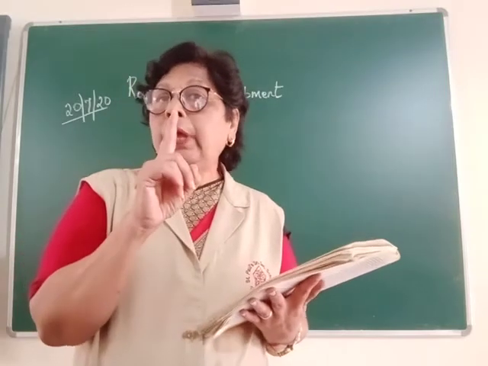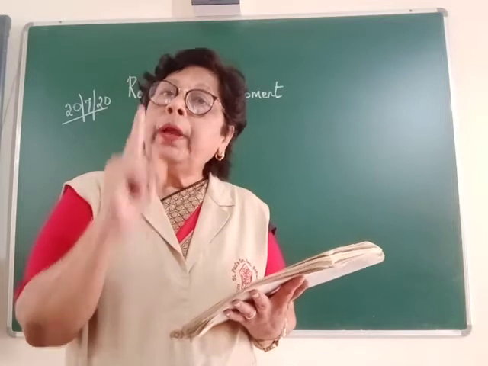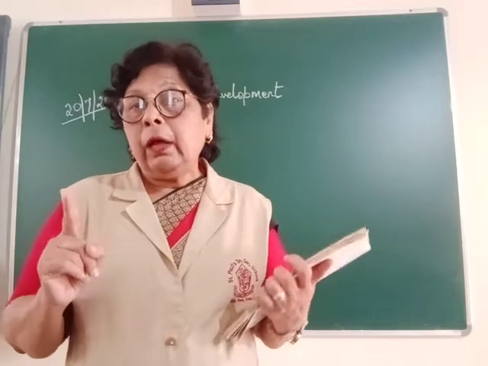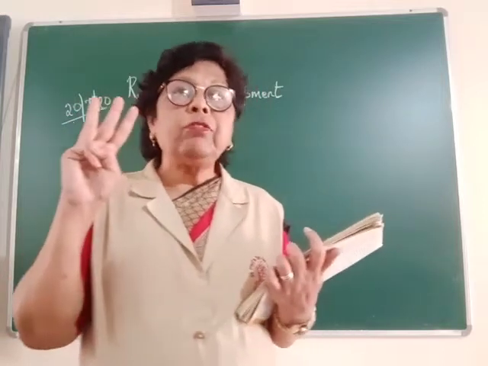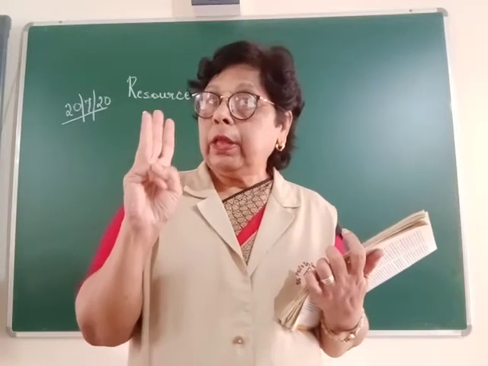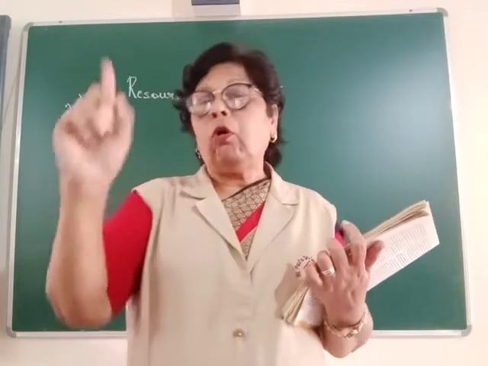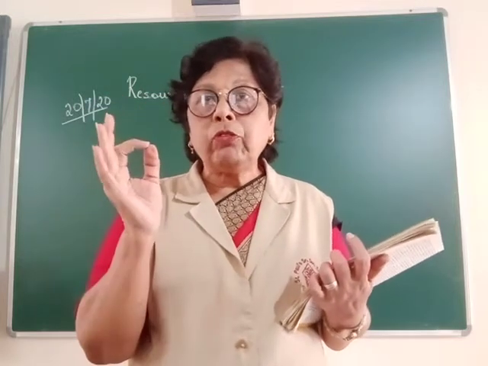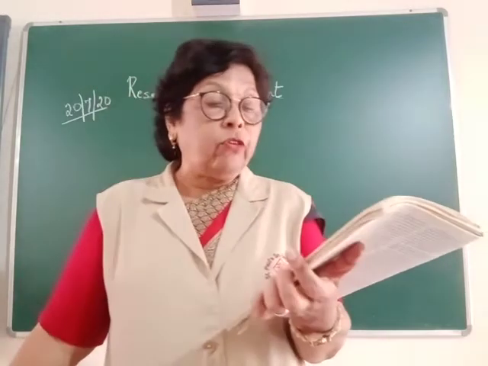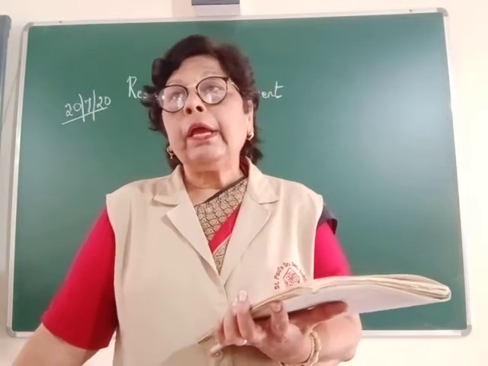Now net sown area means the land which is cultivated during one particular season, and the gross cropped area. I told you we have 3 cropping seasons: the Rabi crop, the Kharif crop, and the Zaid crop. We have 3 cropping seasons. When we take into account all the land that has been cultivated during the 3 seasons, then it gives us, children, what is known as the gross cropped area.